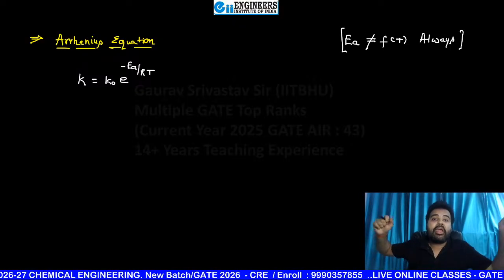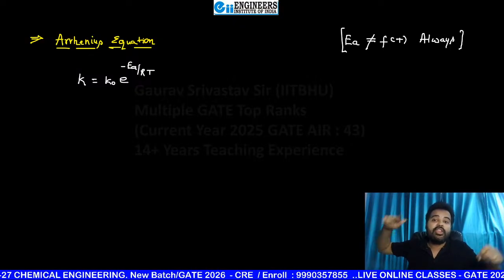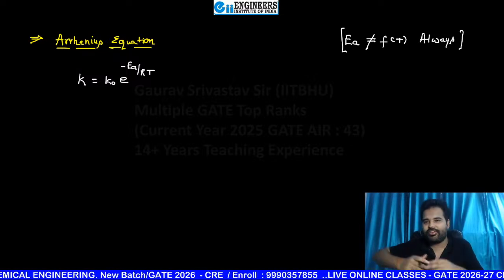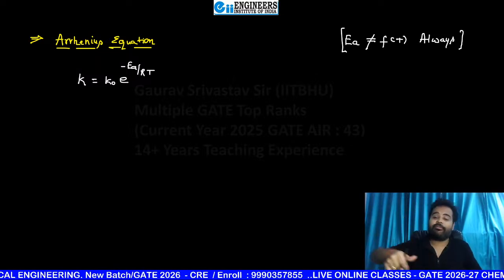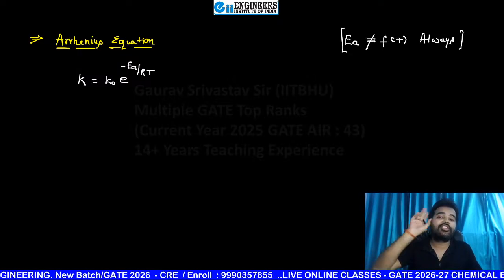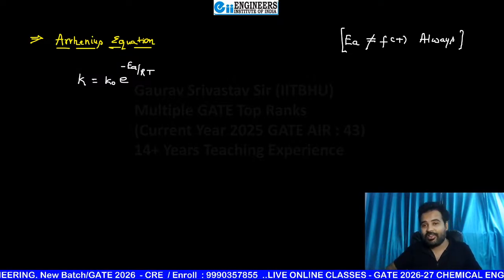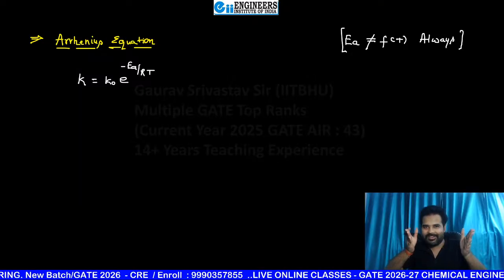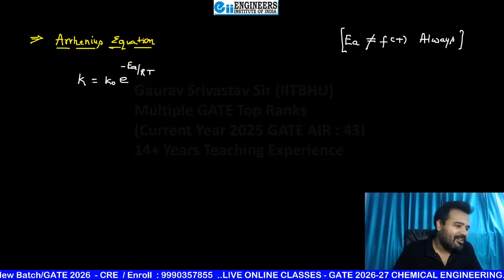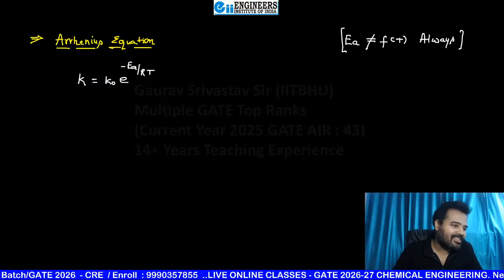Only one thing can change the value of EA. Can you tell me the name? If you change the reaction, EA changes. That's okay. But for the same reaction, who is responsible if you are still seeing that activation energy changed? Fantastic, beta. It's catalyst.